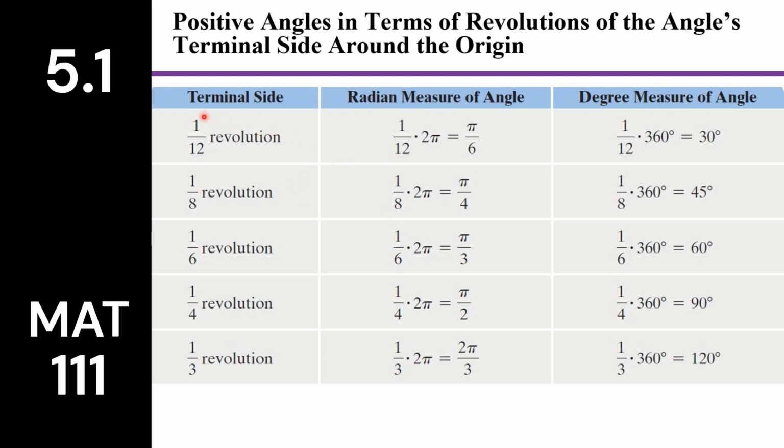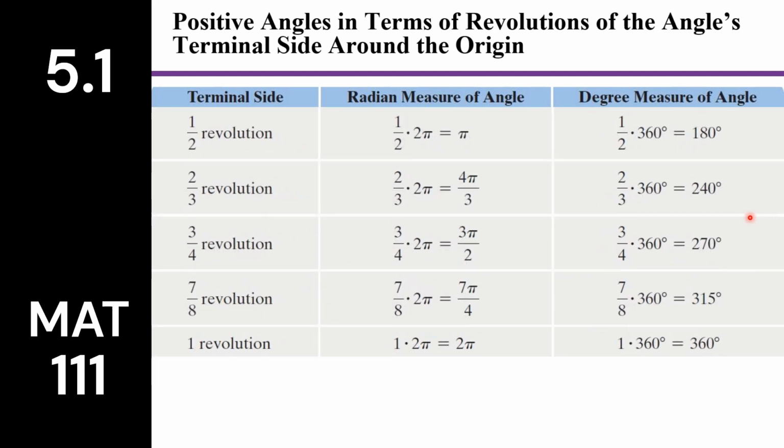This is a chart that shows a lot of the common fractions of a revolution that we would be interested in. Let's take a look at one. For example, 1/8 of a revolution is 1/8 of a full circle. In terms of radians, 1/8 of 2 pi is pi over 4. In terms of degrees, 1/8 of 360 is 45 degrees.